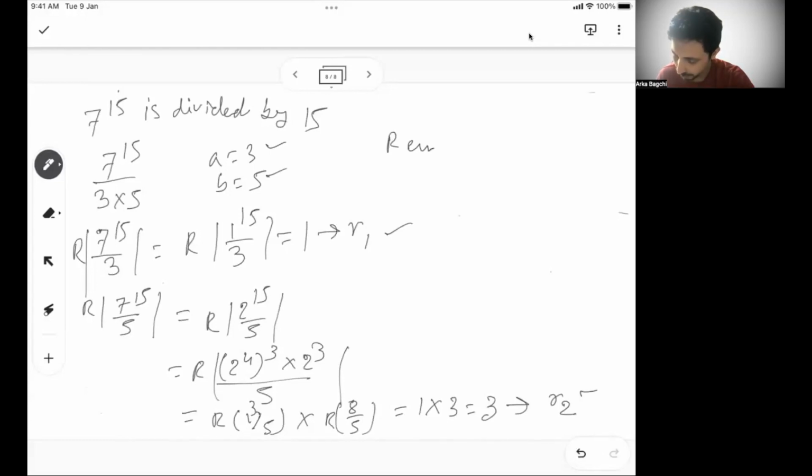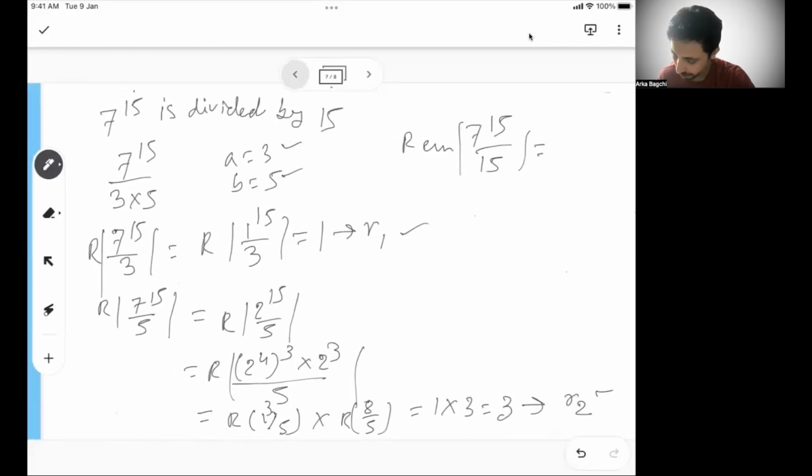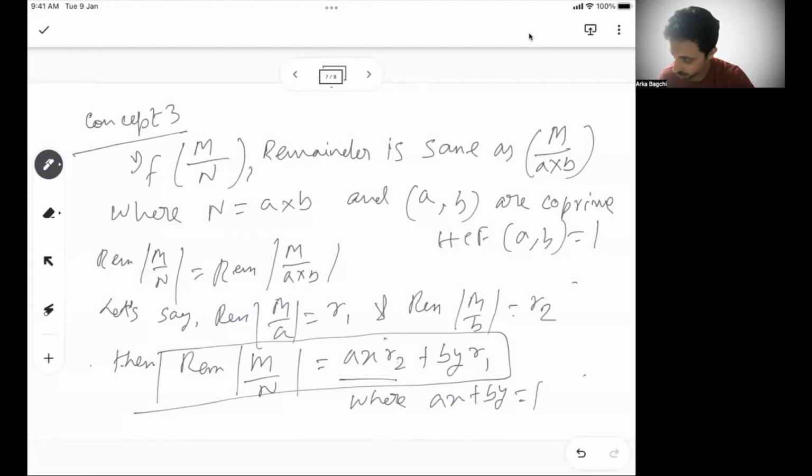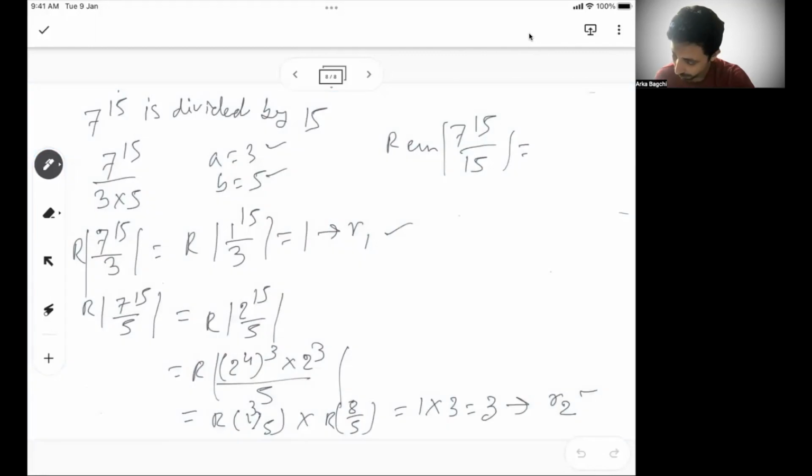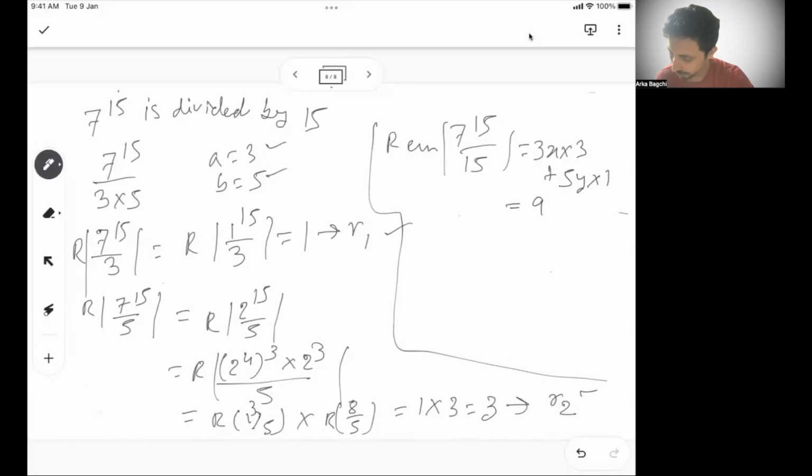So I know A, B, I know R1, R2. So can I say the remainder of 7 to the power 15 by 15 is the same as what we said, A X R2 plus B Y R1. Be very careful, it's not A X R1, B Y R2, it's A X R2 plus B Y R1. So here, what is A? A is 3, times R2 which is 3, plus B, what is B? 5, Y, and what is R1? It's 1. So the remainder will be 9x plus 5y.